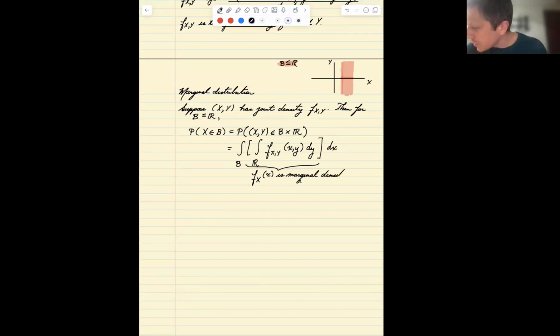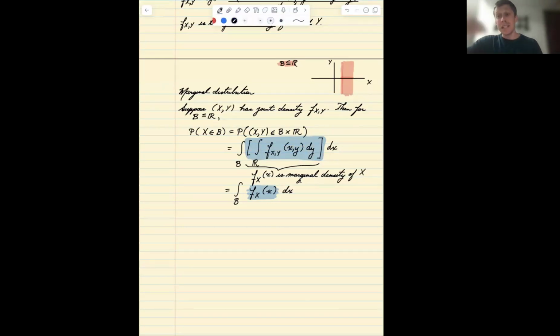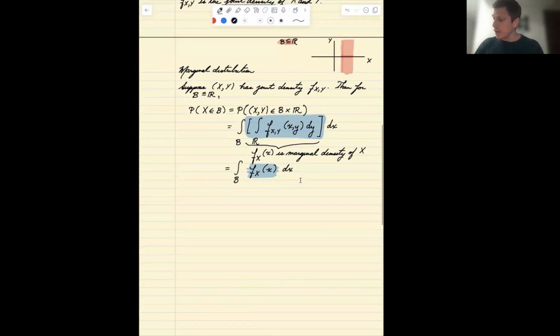Why is this called the marginal density? Because if we use this notation, then we've expressed the probability that X falls in B as an integral of some function over the region B. That's exactly what we've defined a density to be. That's what a density is. And this is what that function is. It's the integral with respect to y, but it's still a function of x because we didn't integrate out x.